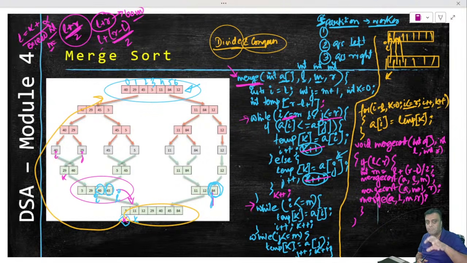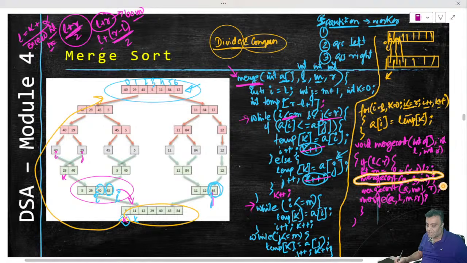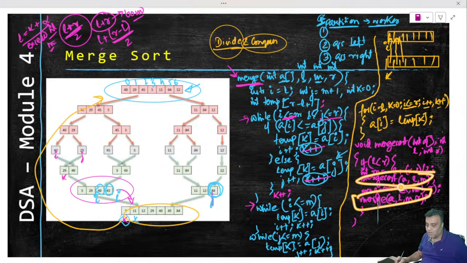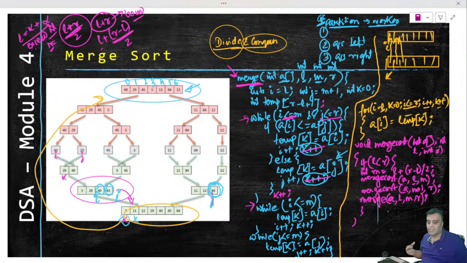So every time we are doing the same process on the smaller array on the left, the smaller array on the right, then merging it. Again doing smaller array on the left, smaller array on the right, merging it. So this is how we are continuously doing whatever we are trying to establish here, right? So that is on this particular merge sort.